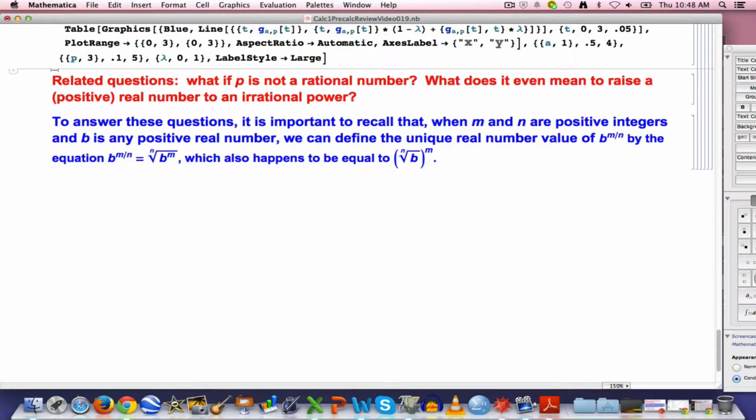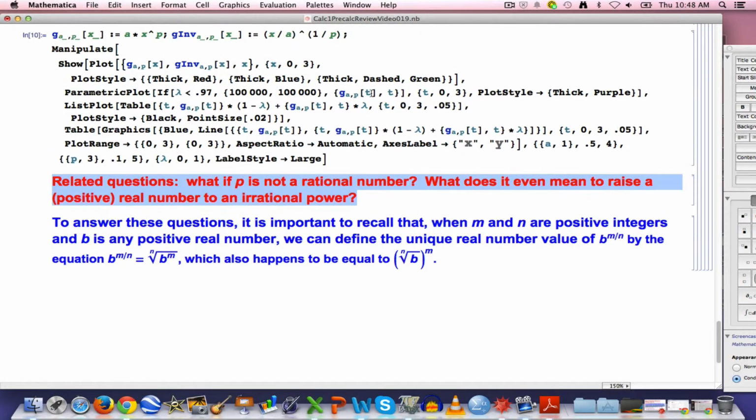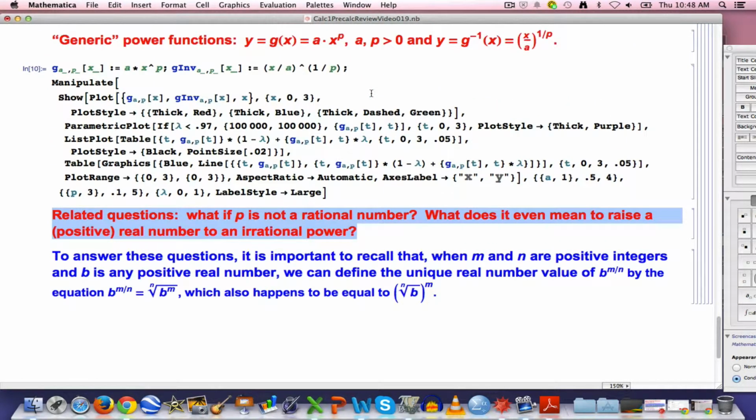We're coming now to a question related to this last animation. In fact, in the animation, p was always a rational number. The computer is storing numbers as rational numbers. But what if p is not a rational number? What does it even mean to raise a positive real number to an irrational power?